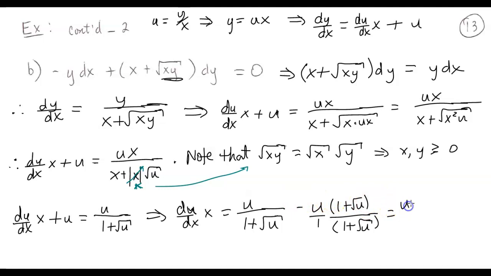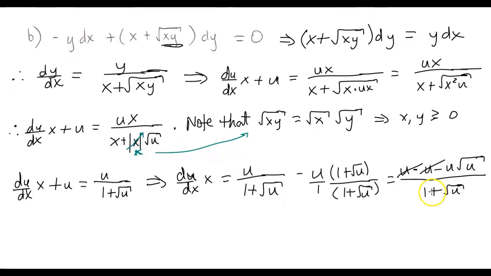And this will end up being u minus u times square root of u, all that over 1 plus square root of u. Of course, these cancel. So from that, we end up having du over dx times x plus u. And all this business here, just on the right-hand side, just ends up equaling negative u square root of u over 1 plus square root of u.